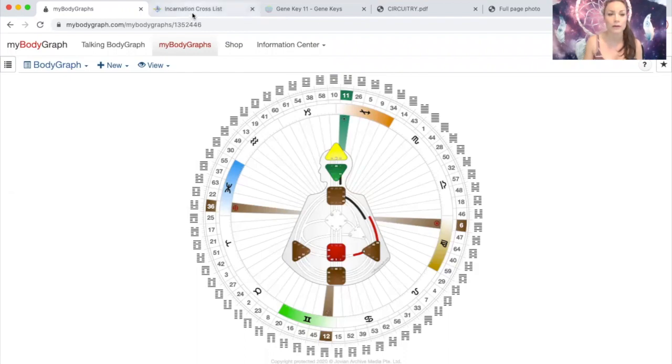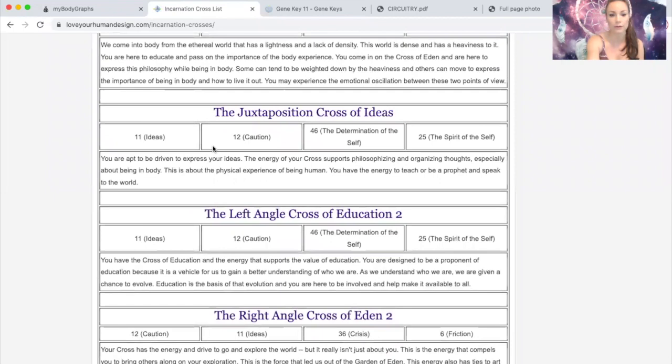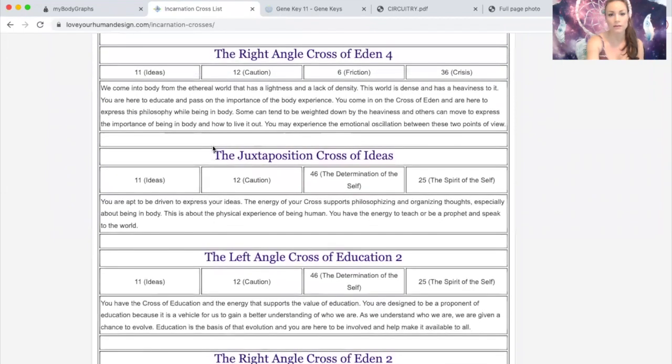And if you're born during these days, you're going to have one of three crosses. The first one is the Cross of Eden, and it says, we come into the world from the ethereal world that has a lightness and a lack of density. And then you can read the rest by yourself. Then we have the Cross of Ideas. You are apt to be driven to express your ideas. And then the Cross of Education. You have a cross of education and the energy that supports the value of education.